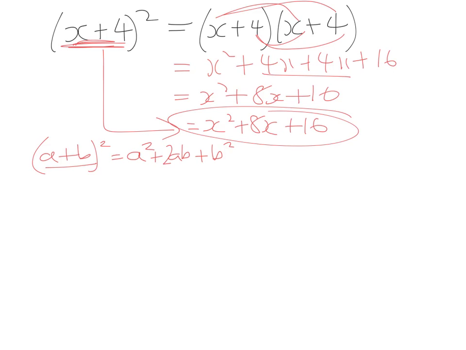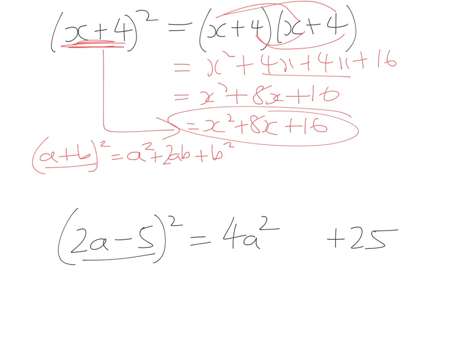So with another one, 2a minus 5 all squared, square the first, 2a squared, 2a all squared is 4a squared, negative 5 squared is positive 25. Times those two together and we get negative 10a. Double it, we get negative 20a. So these ones are obviously called perfect squares.